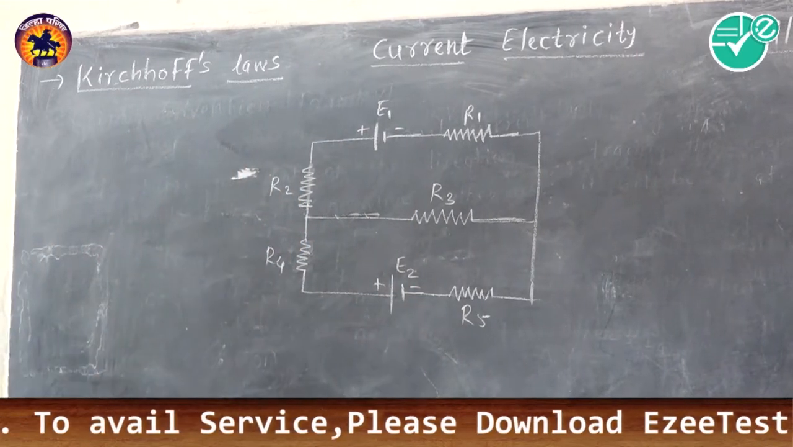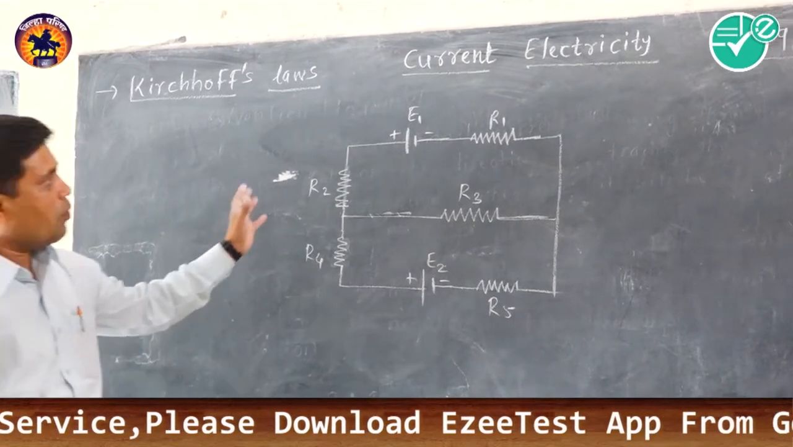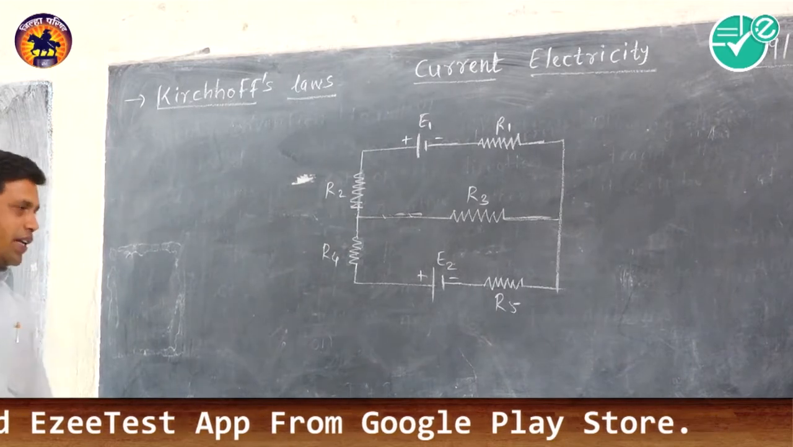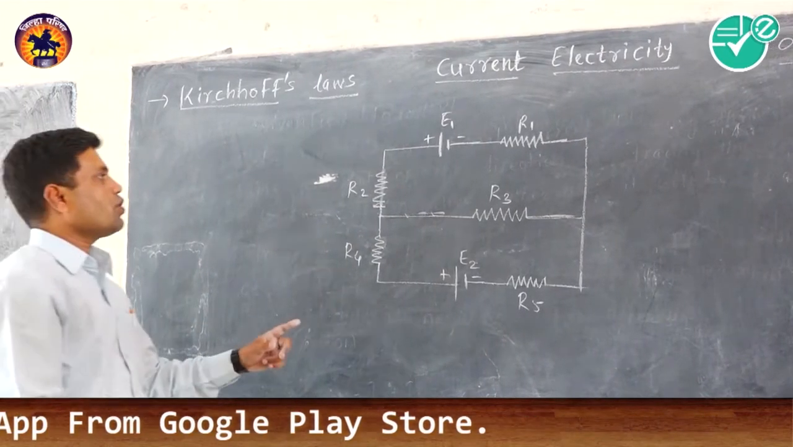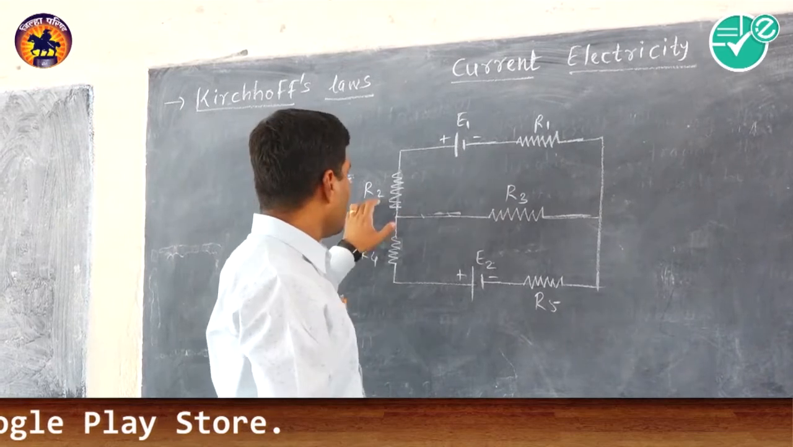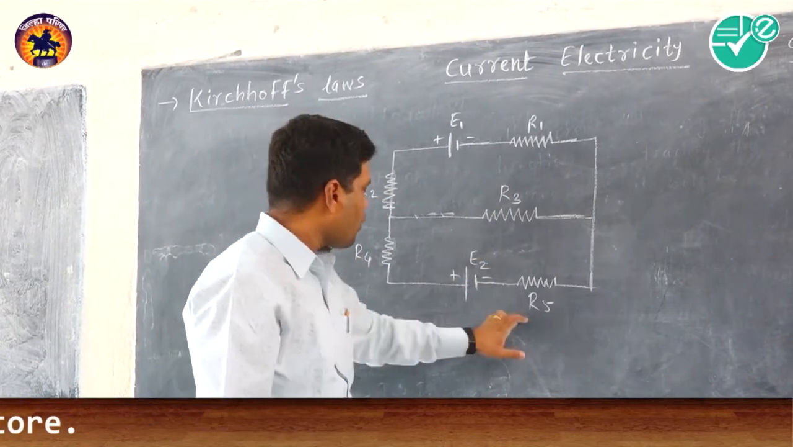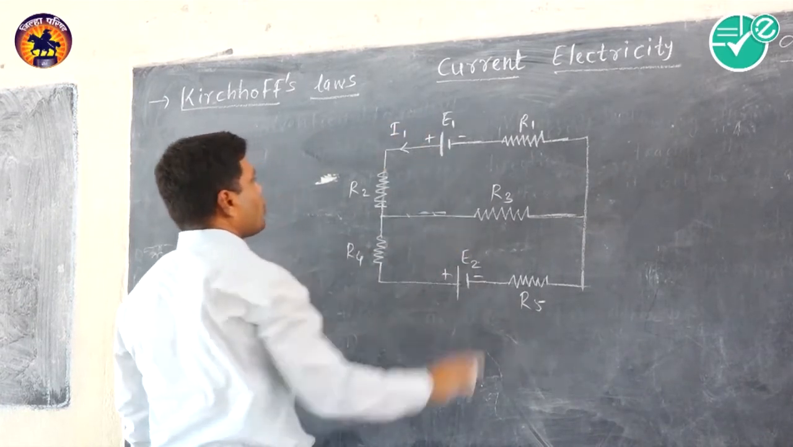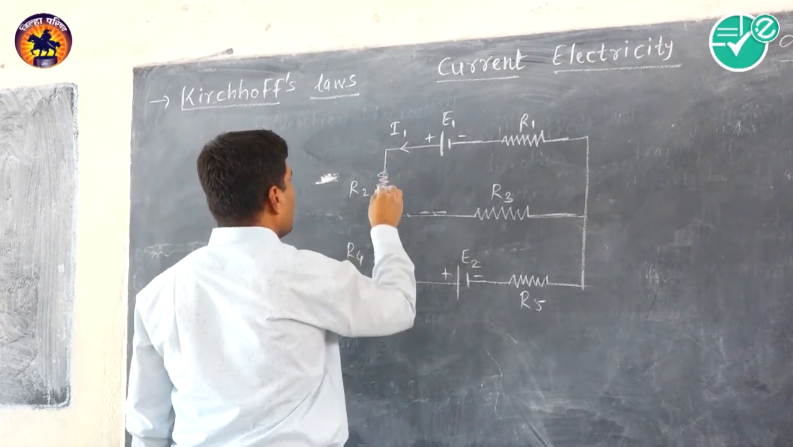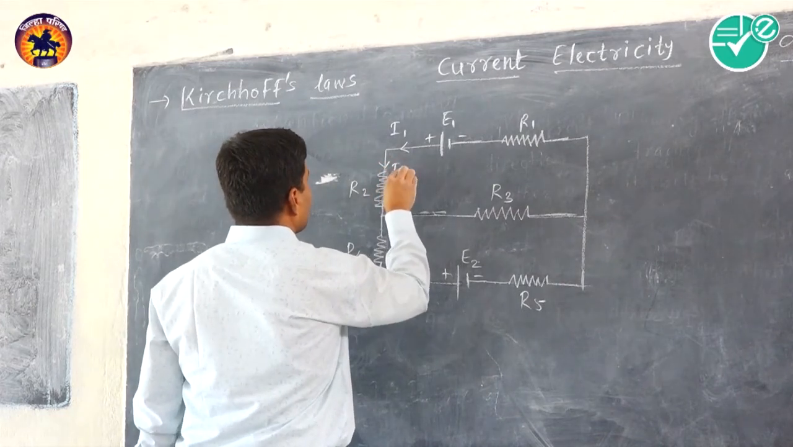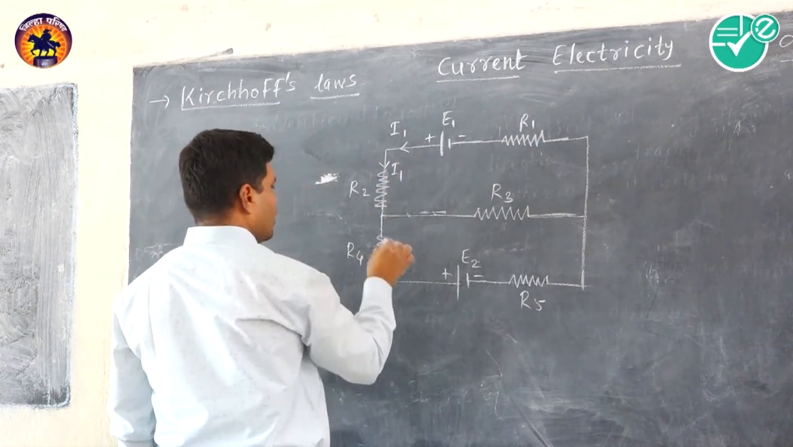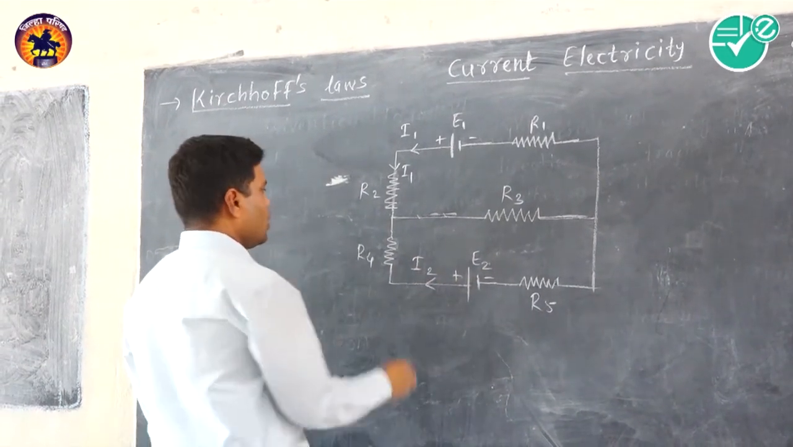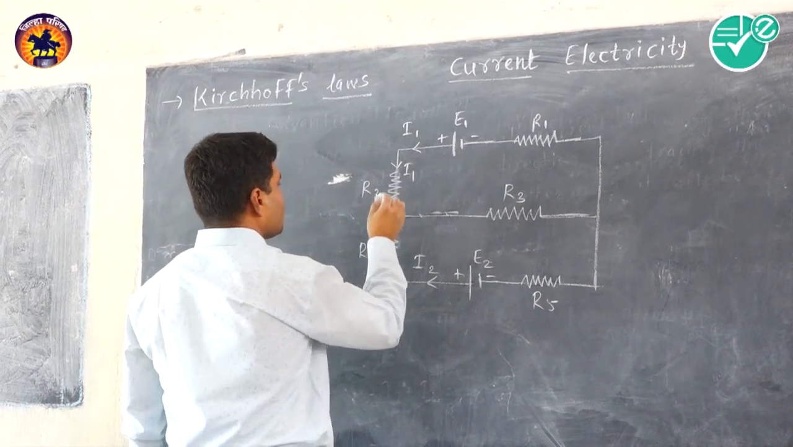We have this circuit as shown on the board. It consists of two EMFs E1 and E2 with the polarities as shown in the figure. It also consists of different resistors, that is R1, R2, R3, R4 and R5. Suppose a current I1 is flowing from the positive terminal of a cell. It moves downward through resistor R2, this is I1. Another current I2 is flowing from cell E2. It moves towards a point.